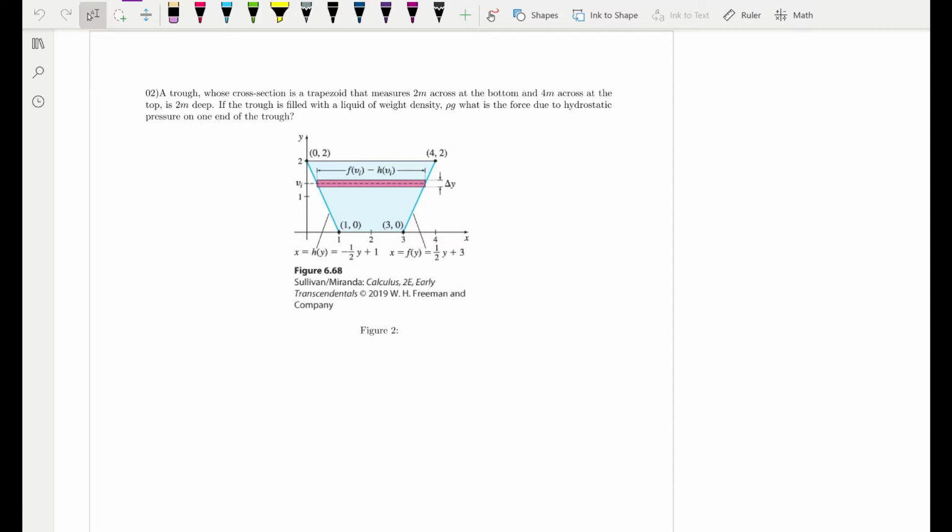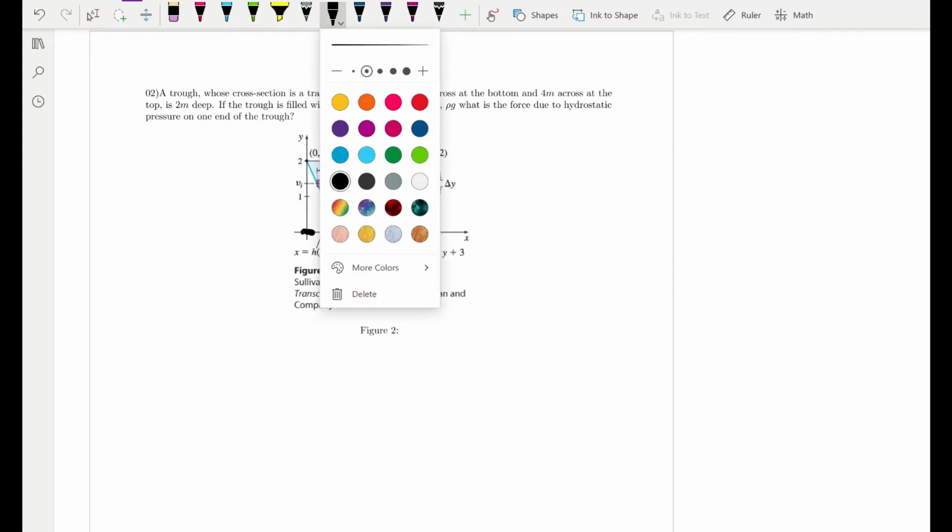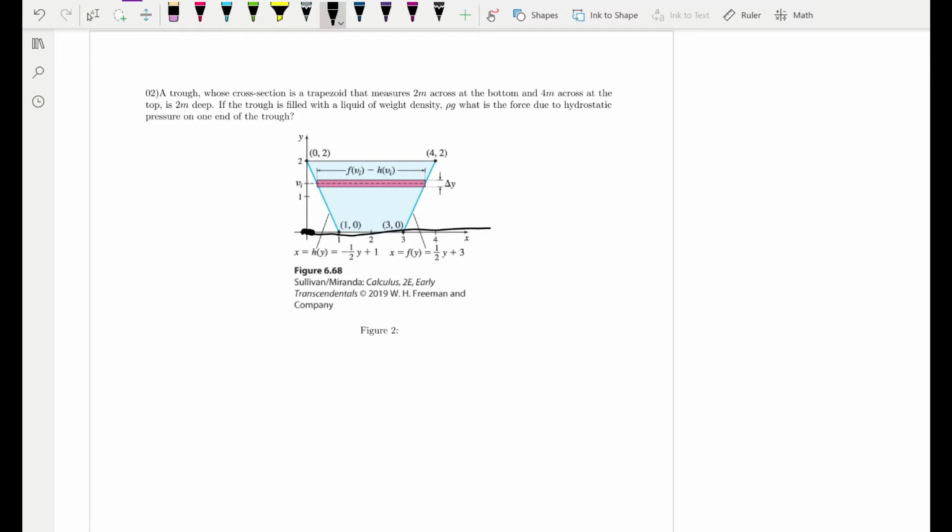First of all, they have drawn the slice and the zero is on the bottom. That's also important. Remember I said the zero level should be on the bottom. So the formula is force equals rho g A D, area times depth. Now let's find the force acting upon one slice of this trapezoid.